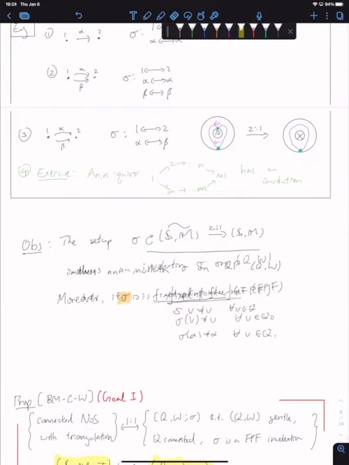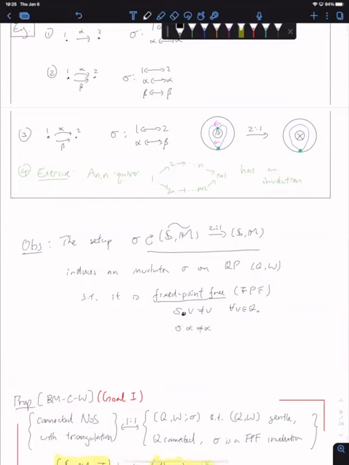Yeah, oops, yeah. On both vertices of the quiver and the arrows, so.